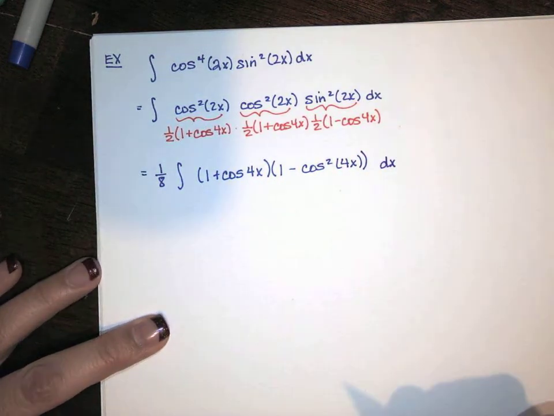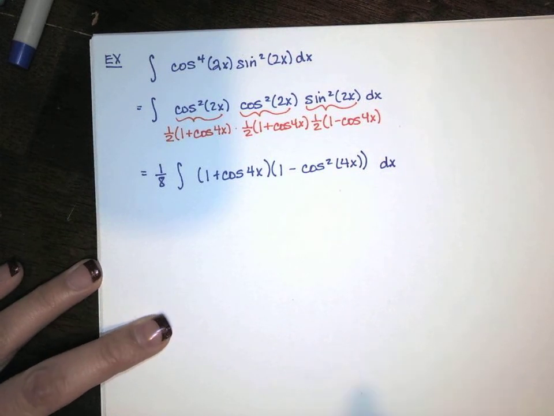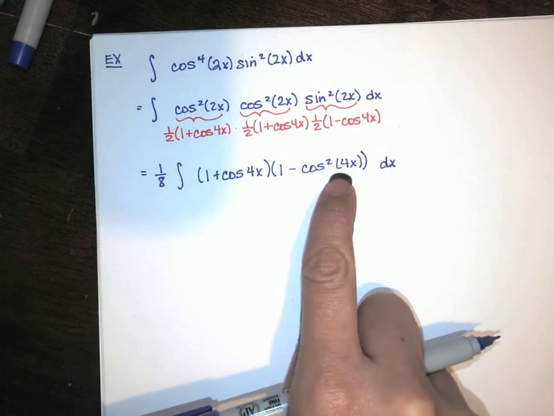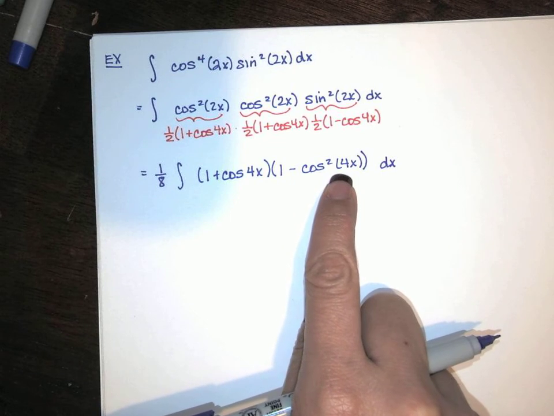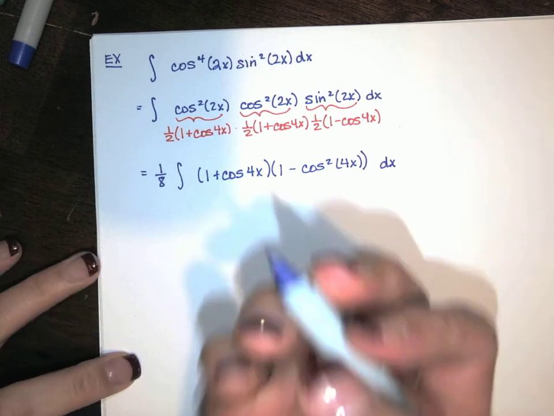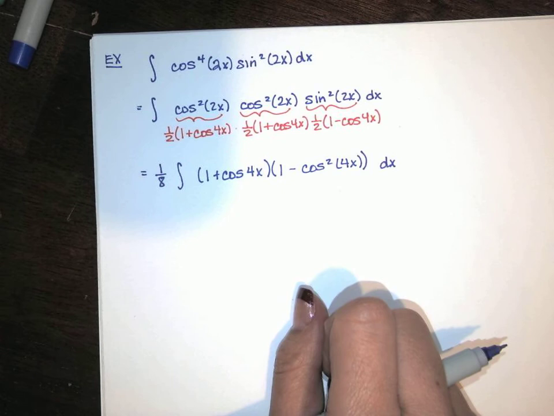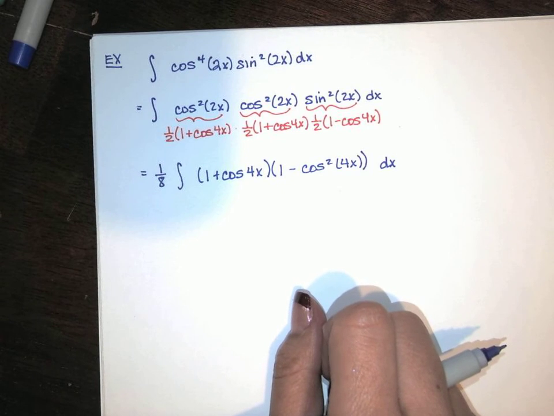All of this is multiplied by dx. Now, if you want to, you could write this as sine squared now. 1 minus cosine squared of an angle is sine squared of the same angle. So that's a possibility. You could also distribute at this point. So you have two different ways that you can go.